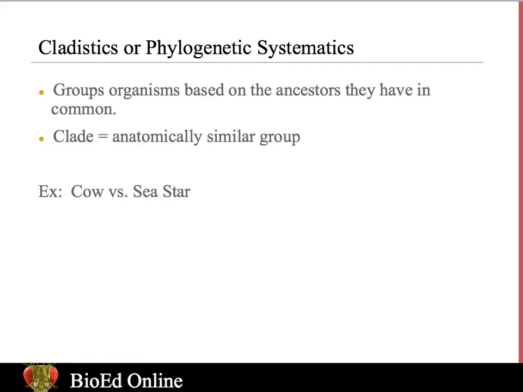Cladistics or phylogenetic systematics are another way to classify organisms. But this time, instead of classifying them by their anatomical similarity into kingdoms and domains and so forth, we're going to classify them based on the ancestors that they have in common. And the way we're going to do that is by putting them into clades. Okay, clades are groups of organisms that have some anatomical similarity. And we're going to use that word quite a bit, so I wanted to introduce it here.